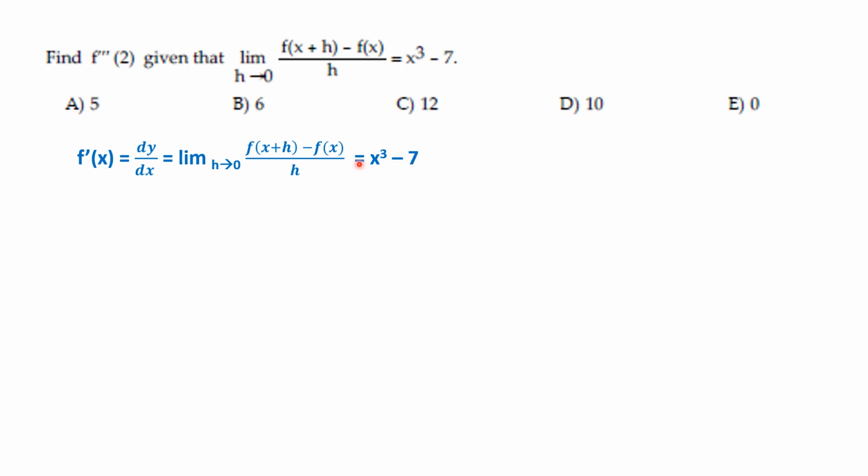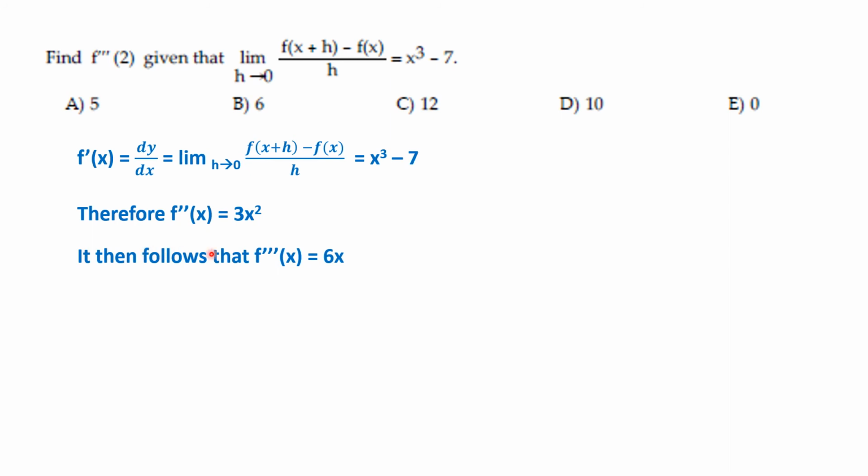Since we're looking for f triple prime, let's find the second step, which is f double prime of x. So f double prime of x is going to be equal to the derivative of this part with respect to x, which will be equal to 3x squared. We have to go one more step by taking the derivative of f double prime to get f triple prime.